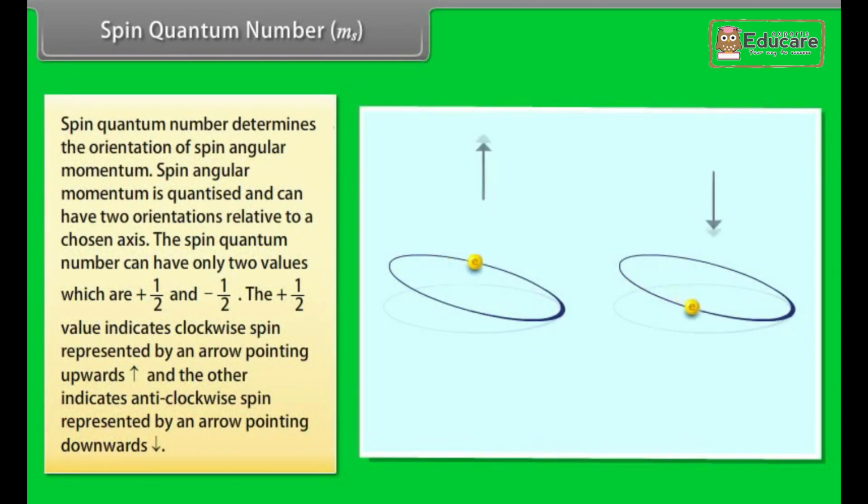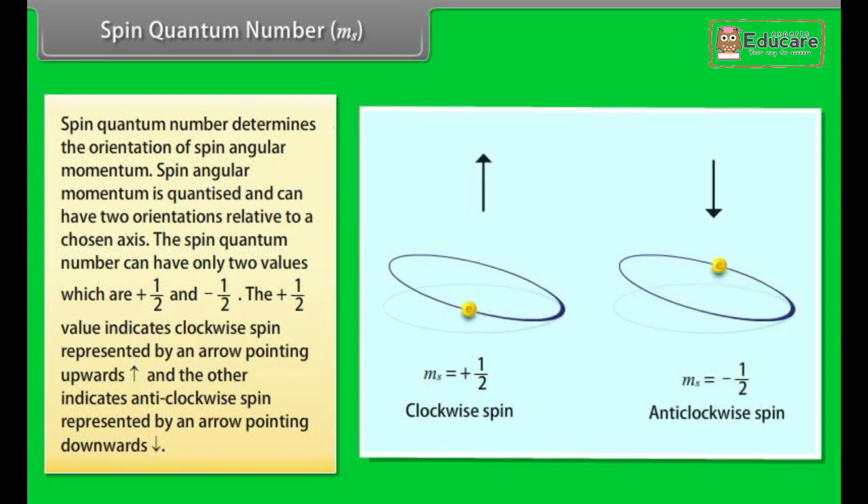Spin quantum number, ms. Spin quantum number determines the orientation of spin angular momentum. Spin angular momentum is quantized and can have two orientations relative to a chosen axis. This spin quantum number can have only two values, which are +1/2 and -1/2. The +1/2 value indicates clockwise spin, represented by an arrow pointing upwards, and the other indicates anti-clockwise spin, represented by an arrow pointing down.